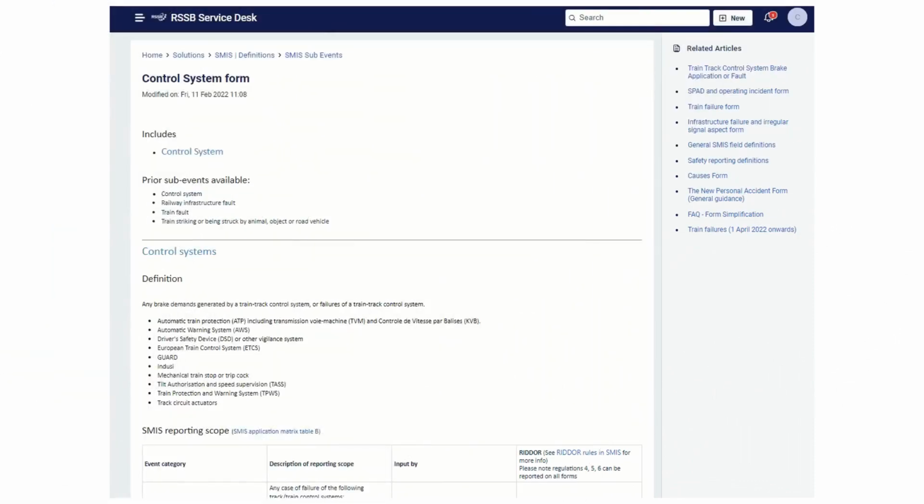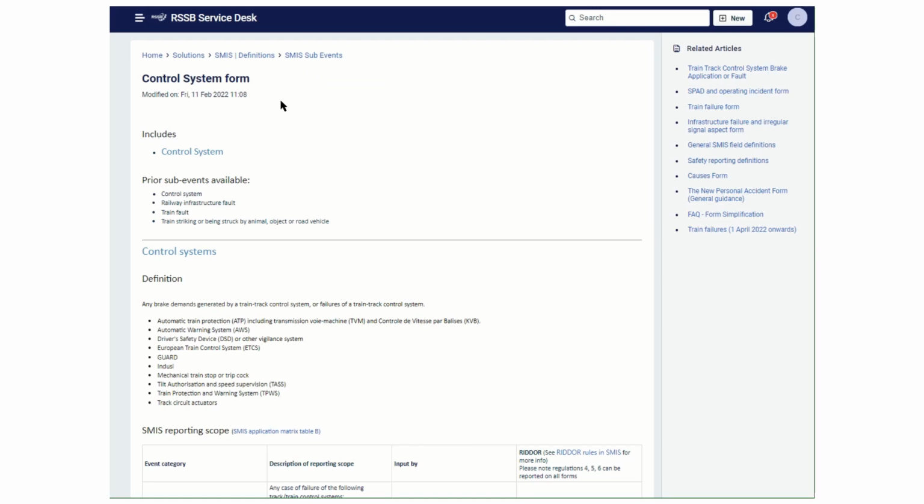To do this, we will need to head to the RSSB service desk. We are now in the solutions area of the RSSB service desk. You can see at the top of the page here: Home, Solutions, SMIS definitions, SMIS sub-events. We are in the control system sub-event definition page.